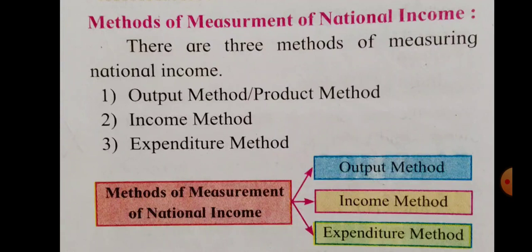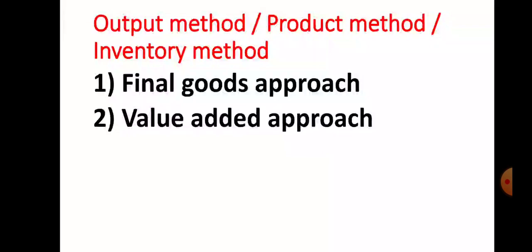Now let us see the next topic, methods in the measurement of national income. There are 3 methods of measuring national income. Number 1, output method, that is also known as product method. Number 2, income method, and number 3, expenditure method. Okay, let us see output method, also known as product method or inventory method. Here we use 2 approaches to calculate national income through output method. Number 1 is final goods approach, and number 2 is value added approach.